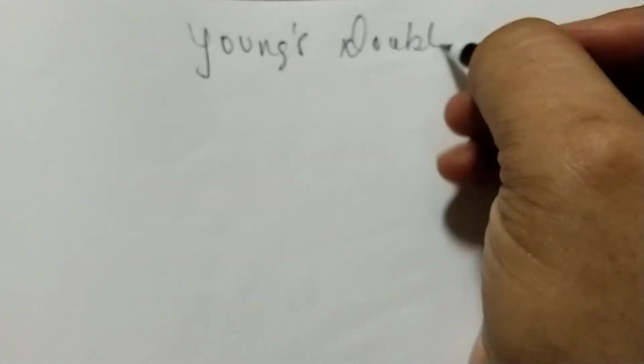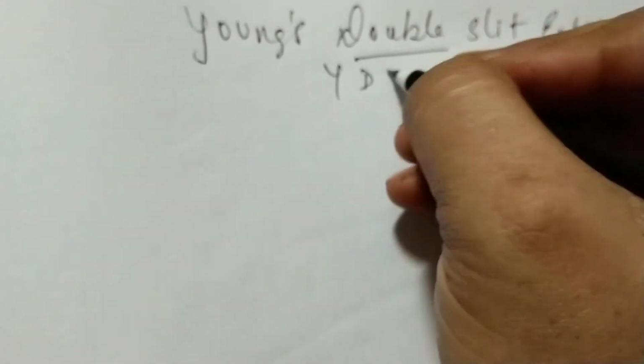Today we will be doing a very important part of wave optics, and that is what we call Young's double slit experiment. In short, you can call it YDSE, Young's double slit experiment.